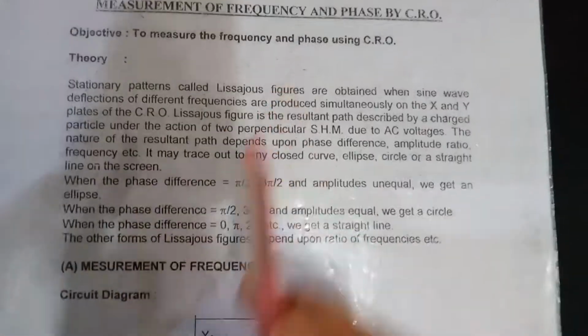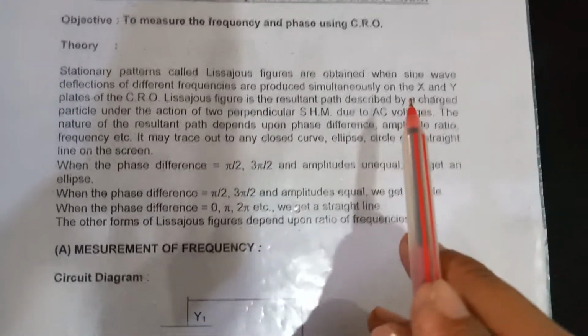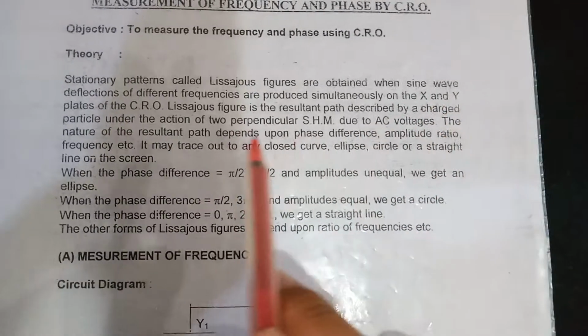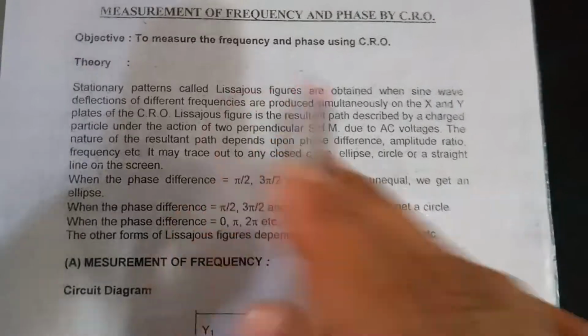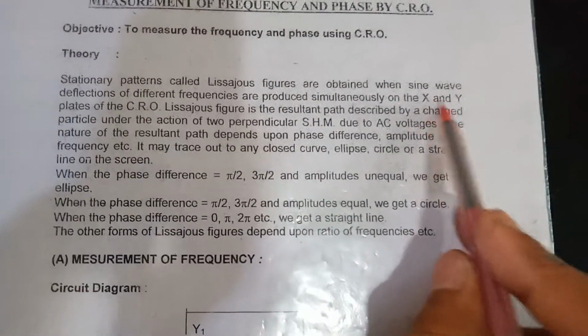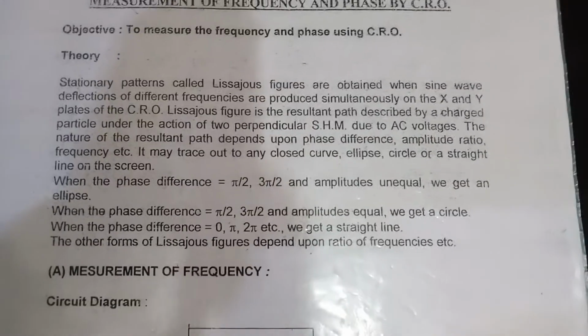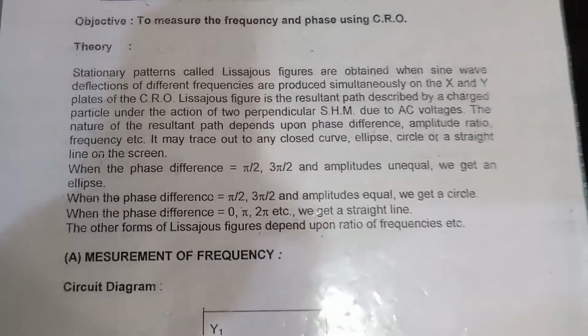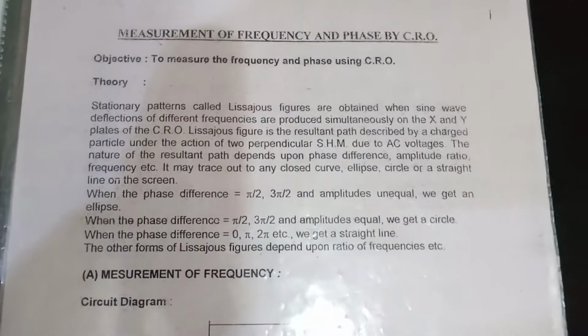You can go through it. A Lissajous pattern is observed on CRO when you have X and Y plates used simultaneously in XY mode. A Lissajous pattern is observed when you have the same frequency in X and Y mode. In both X and Y mode in CRO you will find the Lissajous pattern. Please go through this small theory.